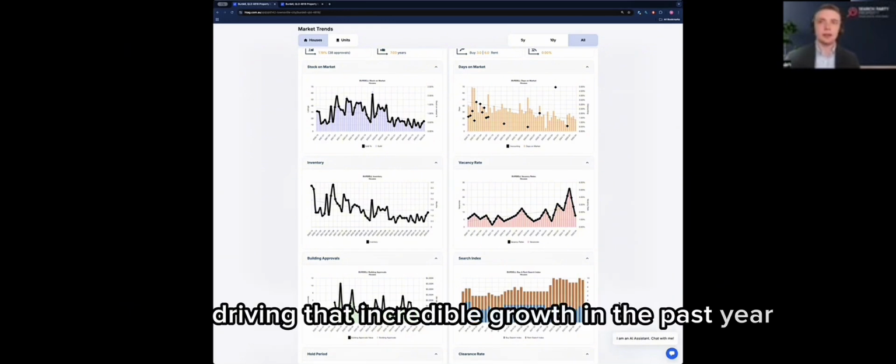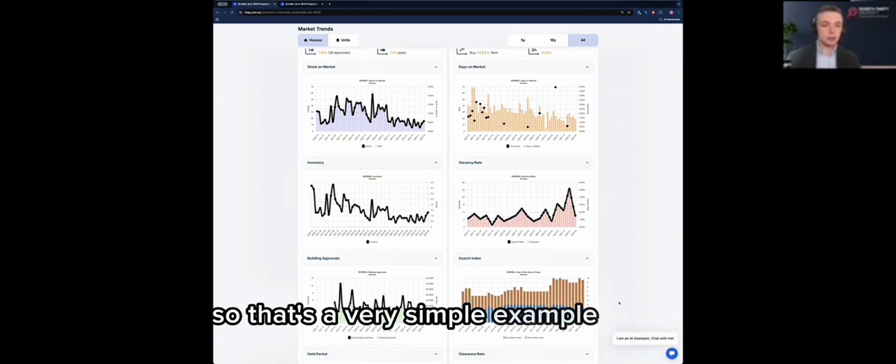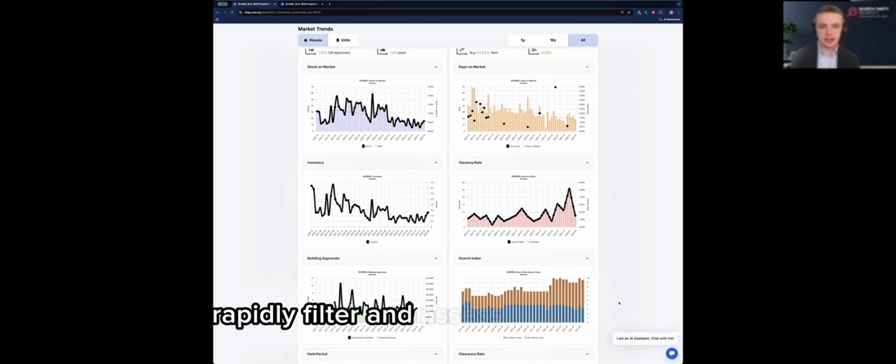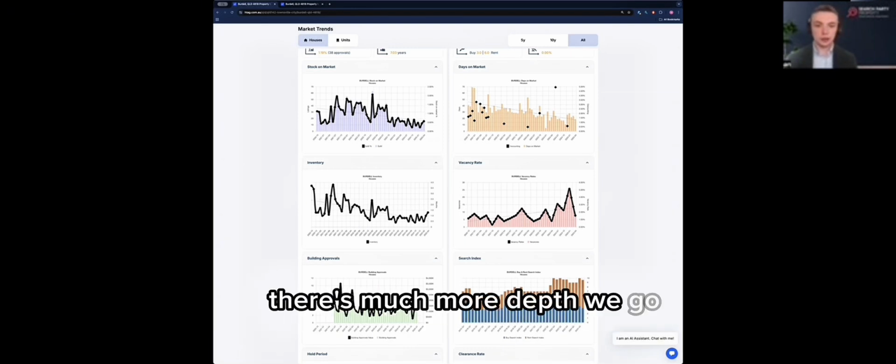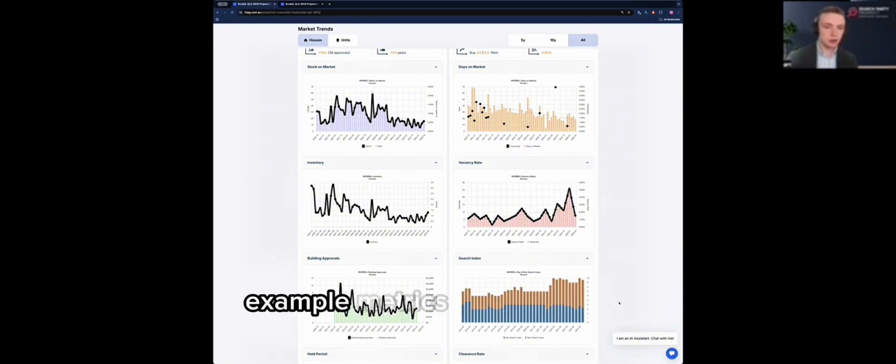So that's a very simple example of how we can rapidly filter and assess markets using our research framework. Of course, there's much more depth we go into beyond these example metrics depending on your own goals, but the objective is always the same, just to eliminate risk and to give you a tactical advantage in the market.